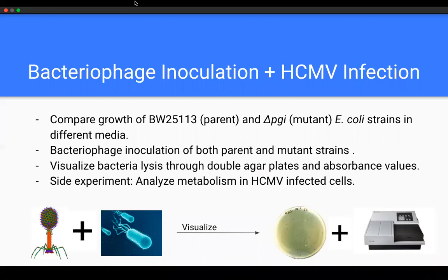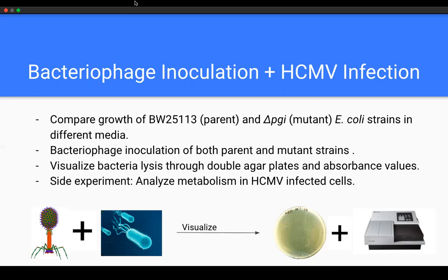And for the second and more important part of our experiment, we inoculated the bacteria cultures of the two different strains with the T4 and T4R bacteriophage, which are just viruses that go into bacteria to kill them. And this was to see if these viruses or bacteriophage would be more or less successful in E. coli where this Pgi gene was knocked out.